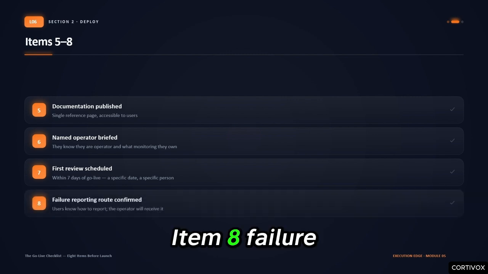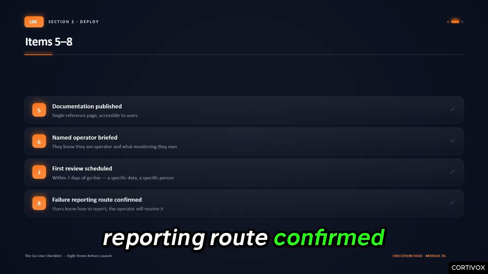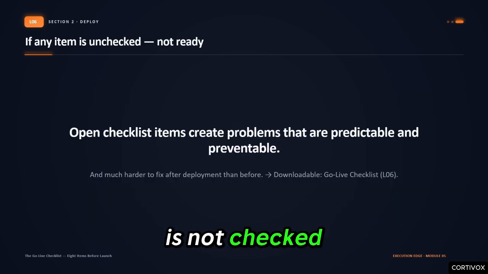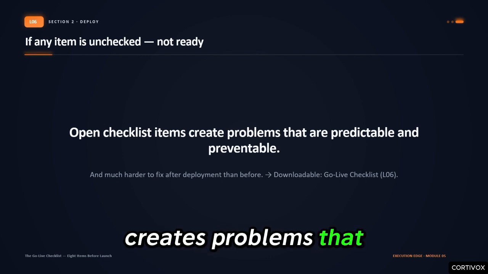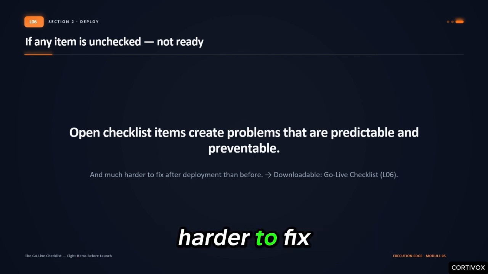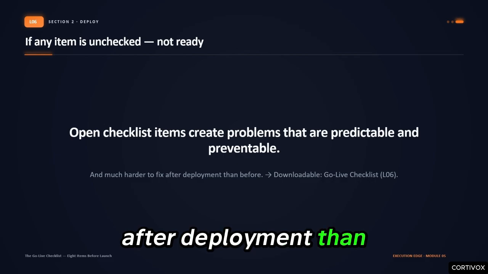Item 8, failure reporting route confirmed. Users know how to report a problem. The operator knows they will receive those reports. If any item is not checked, the system is not ready for go live. Deploying with open checklist items creates problems that are predictable, preventable, and significantly harder to fix after deployment than before.